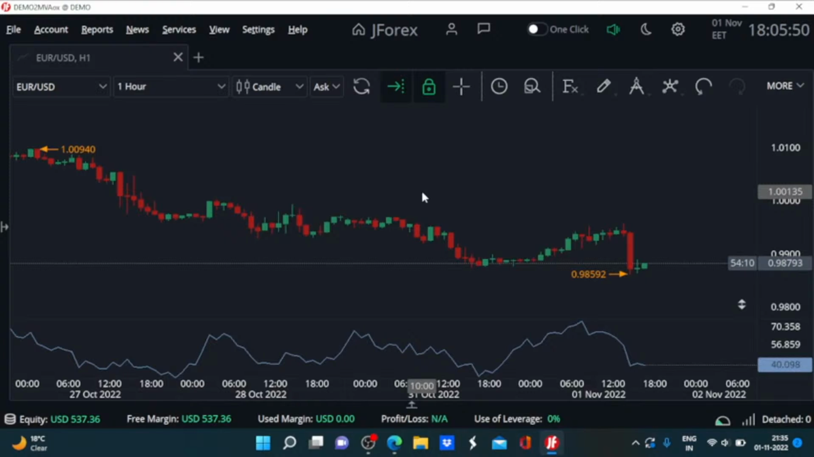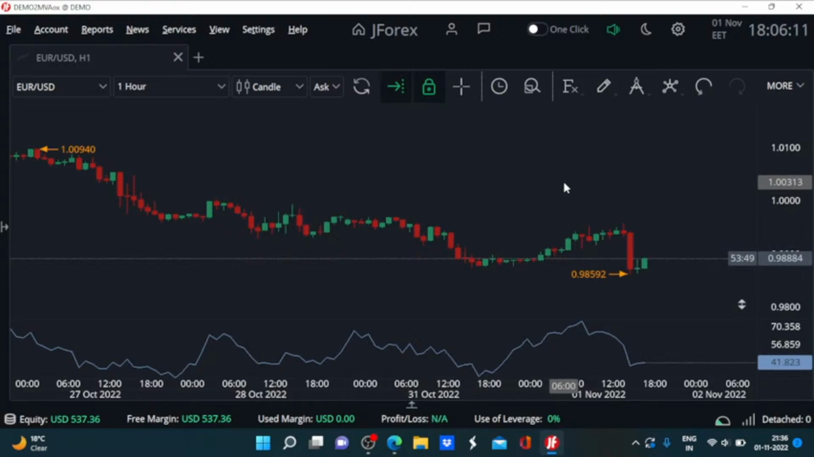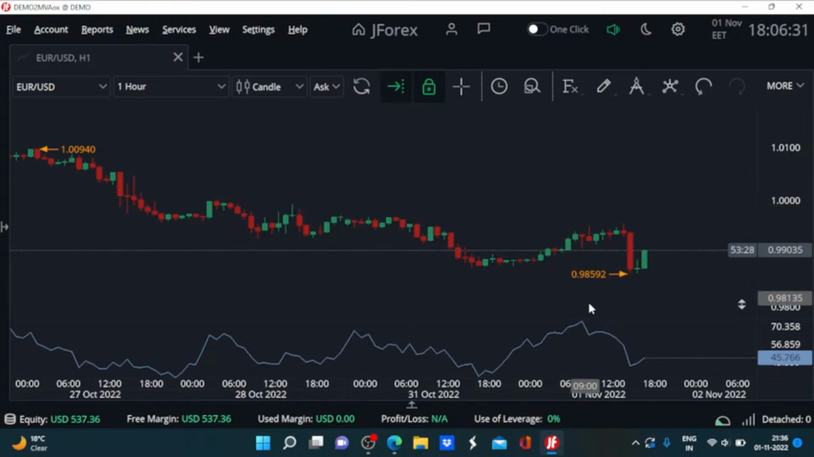True range is simply the difference between the current day's high and the low price, or the prior day's close and the current day's low, whichever is the highest. So we have to see which is the high price. If the current day's high is greater than the prior day's close, then we consider the high, otherwise we consider the prior day's close, and from that we deduct the current day's low, so we arrive at the true range. Then we take the average of buying pressure and the true range. We take the ratio for this given period of time.